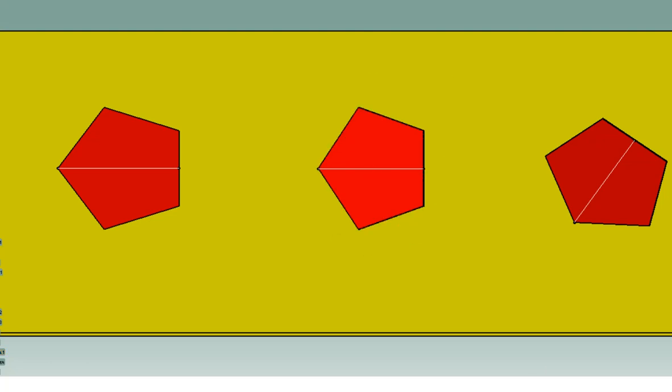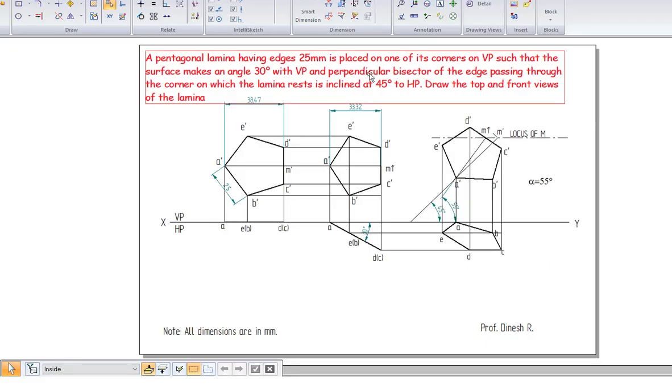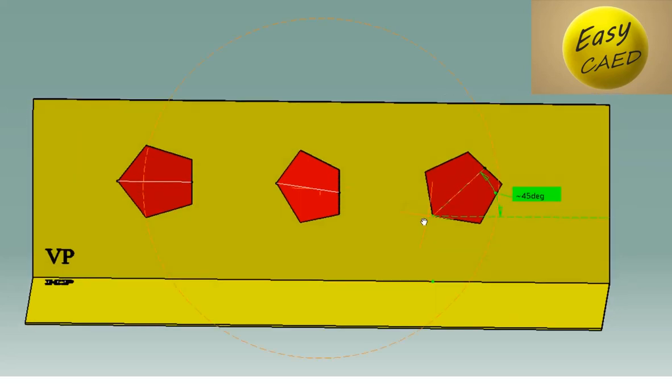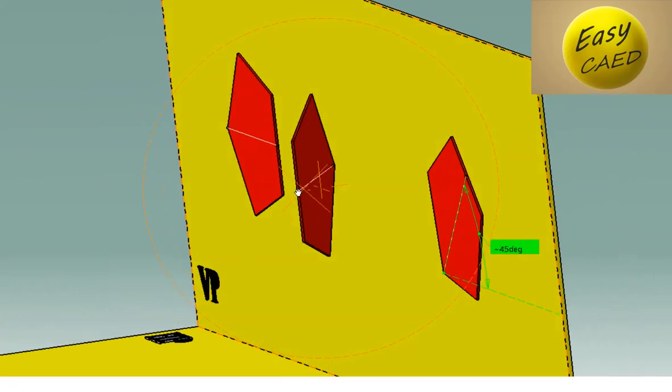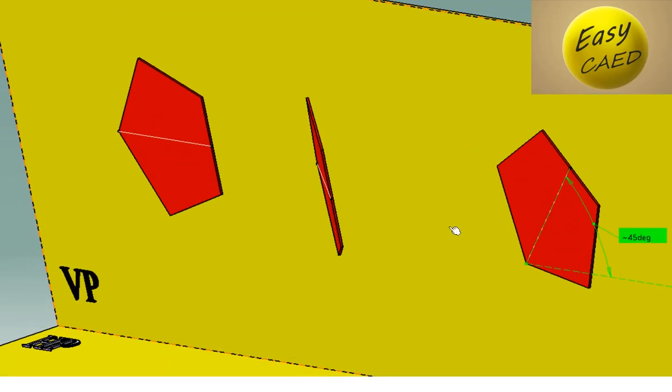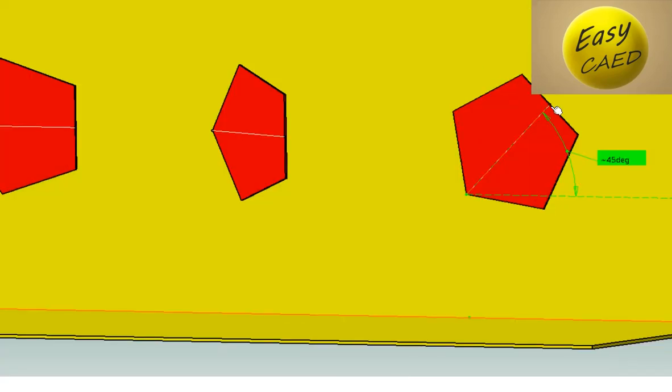Then the next step is that the perpendicular bisector of the lamina, that is, the bisector of the edge passing through the corner on which the lamina rests, is inclined 45 degrees to HP. Let's understand with the 3D model what the question means. With respect to the first step, this perpendicular bisector is being inclined 45 degrees. So there is no surface inclination with respect to VP here. Whereas in the third step I want surface inclination with respect to both VP and HP. Here I am going to have only the inclination with respect to HP.